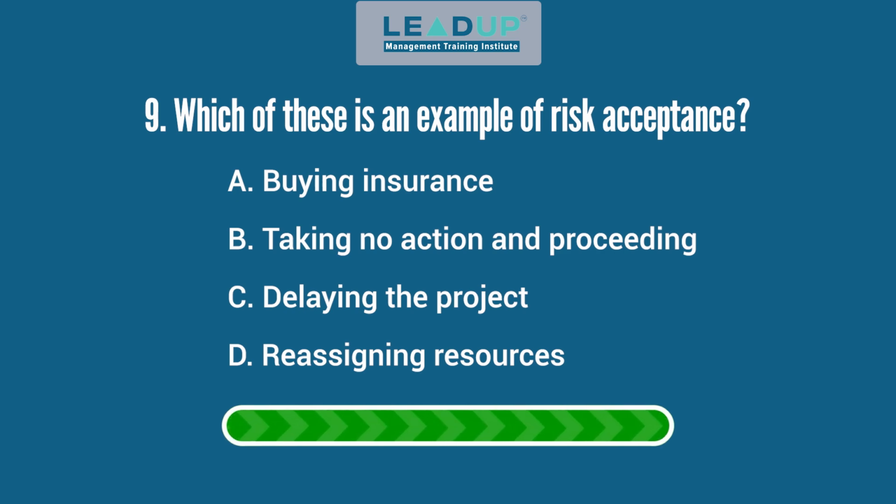Question 9. Which of these is an example of risk acceptance? A. Buying insurance. B. Taking no action and proceeding. C. Delaying the project. And D. Reassigning resources. The answer is taking no action and proceeding.